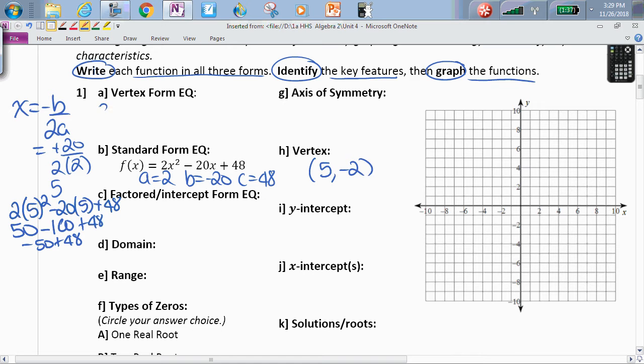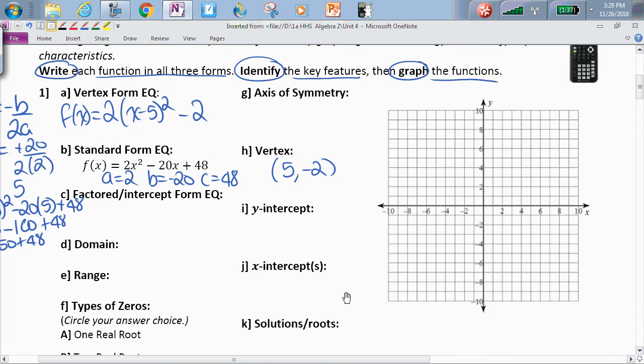We can take this information over here. So f of x equals, the a value follows through, so it's 2 times (x minus 5) squared minus 2. Now let's plot this first and see if we can help get factored form without having to do too much work on that. So we plot it at 5 and negative 2.